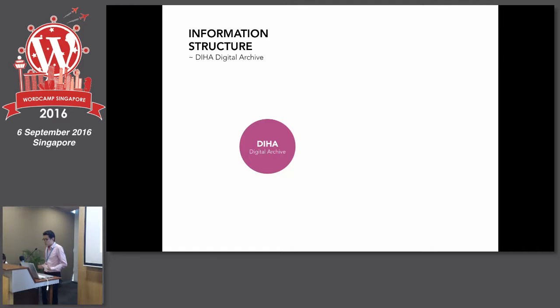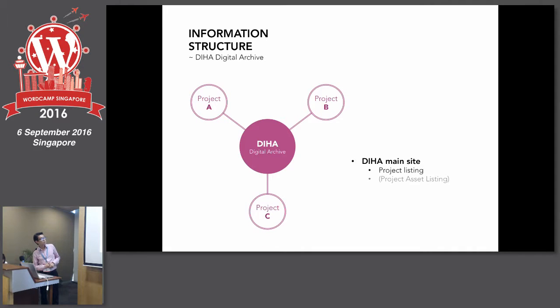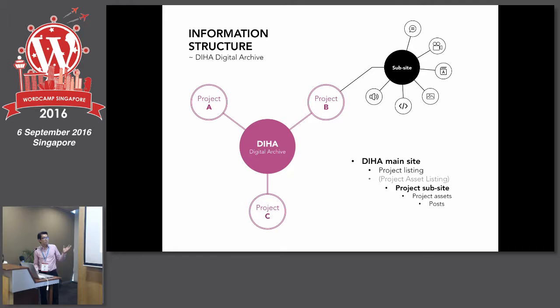So the information structure for this DIHA digital archive is that the main site actually contains a listing of different projects. Of course, we can also list the different assets generated. A project can have a subsite where it pulls together the project assets, and each asset has its own post which contains the details.